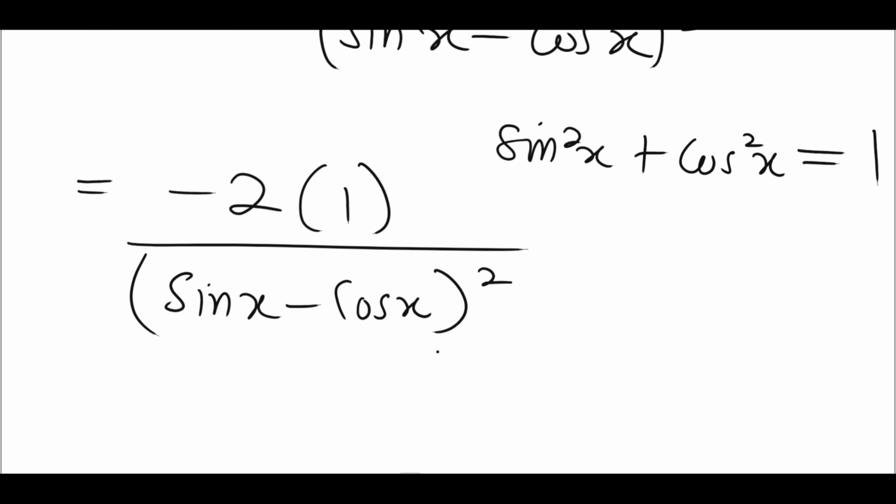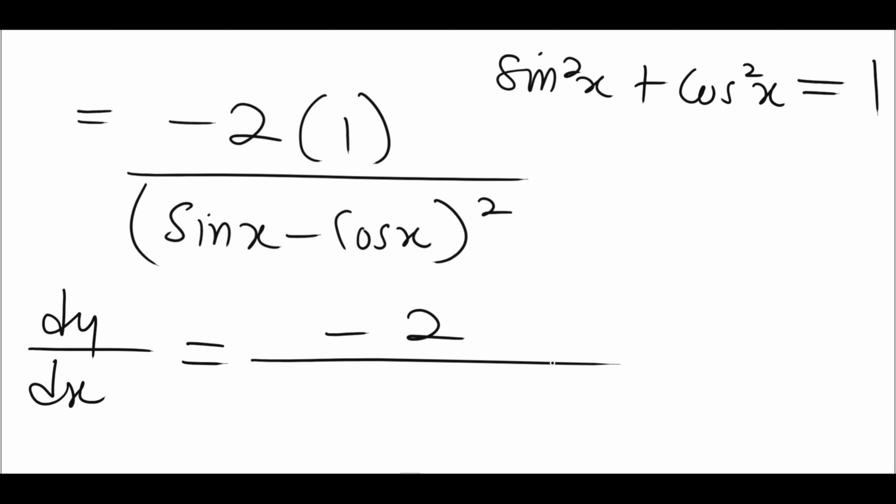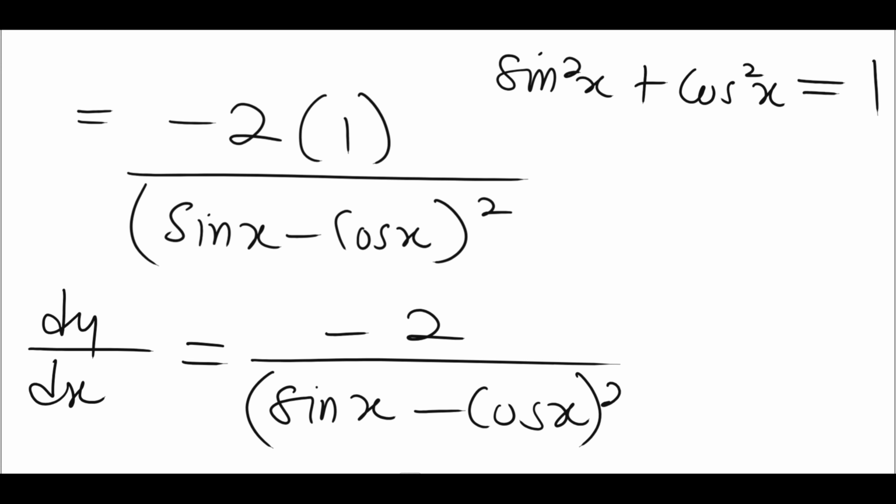So we conclude that our dy/dx is equal to negative 2 divided by (sin x minus cos x) in brackets having an exponent of 2.